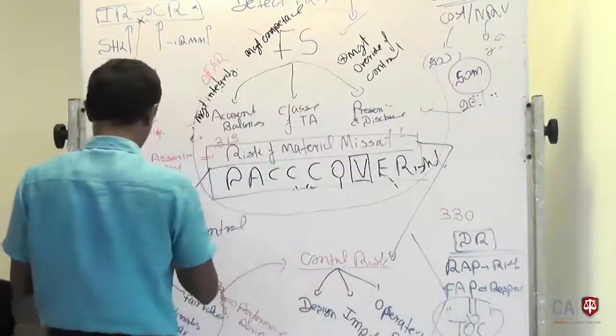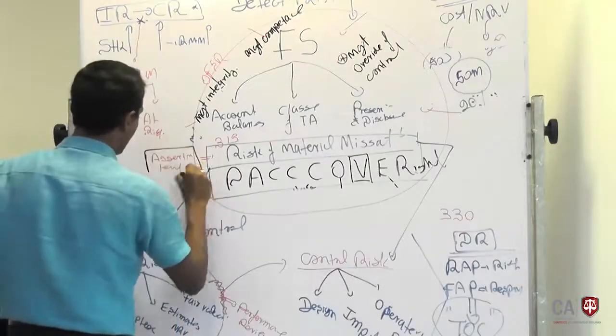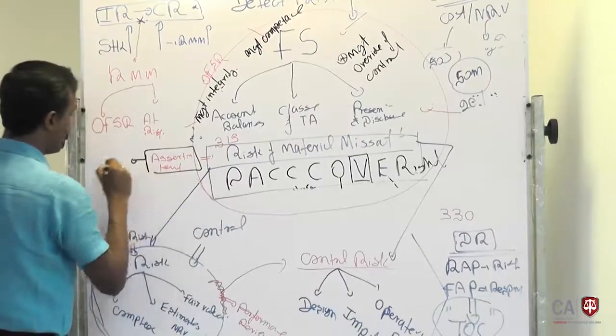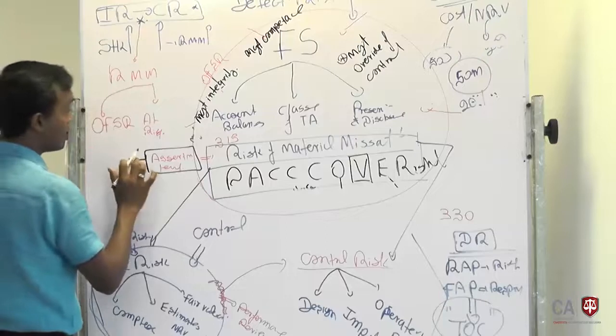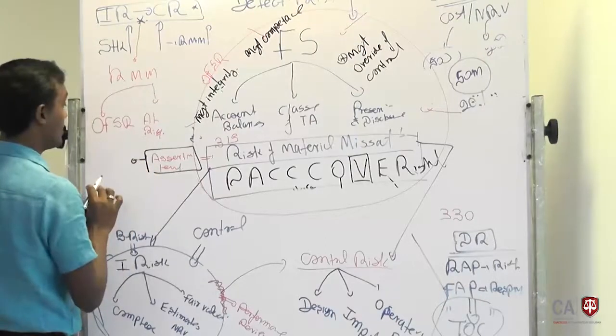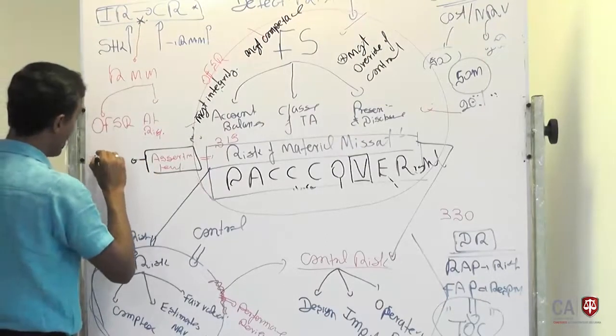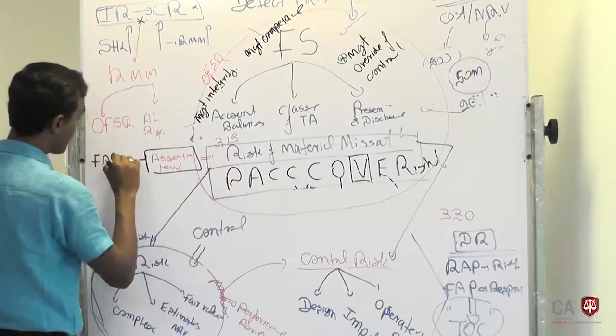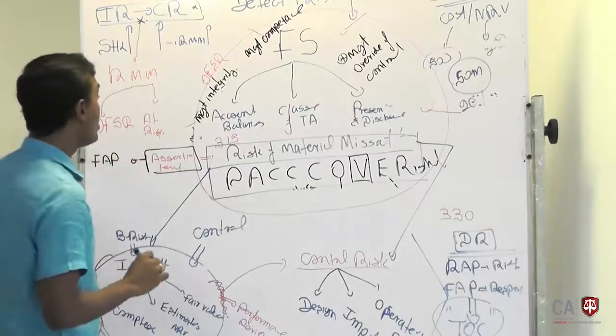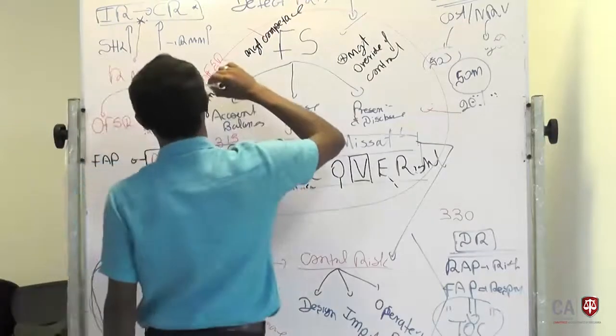Therefore, when it comes to FAP, the auditor's response, the auditor has to respond to both. For assertion level risk, the auditor has to respond through substantive further audit procedures. And overall financial statement risk also the auditor has to respond.